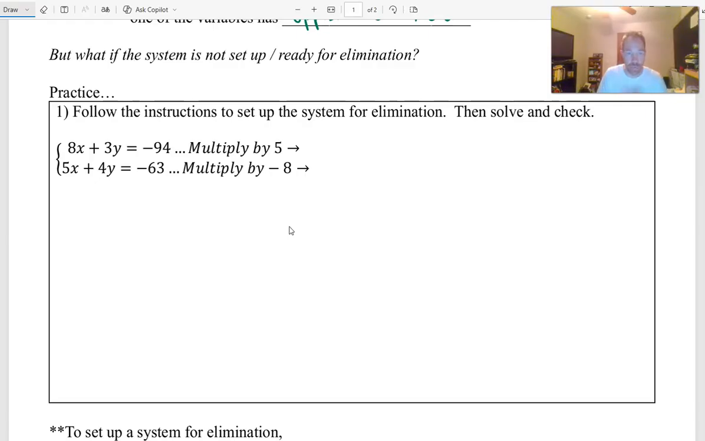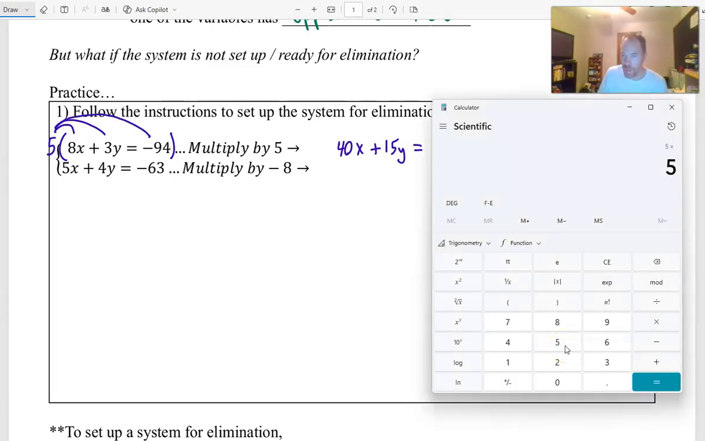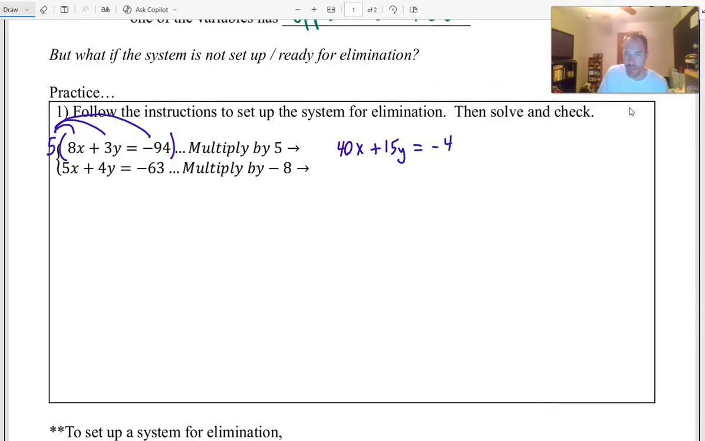So we got the equations there, and we are instructed for the first equation to multiply by 5. You might remember this, we're going to multiply the entire equation. A lot of people like to put the entire equation into one set of parentheses. We're going to multiply by 5, so put that outside the parentheses, and distribute. 5 times 8x is 40x. 5 times 3y is positive 15y. And then I might need the calculator for this one, 5 times negative 94 gives me negative 470. That's based on the first equation, and I was given those instructions to multiply by 5.